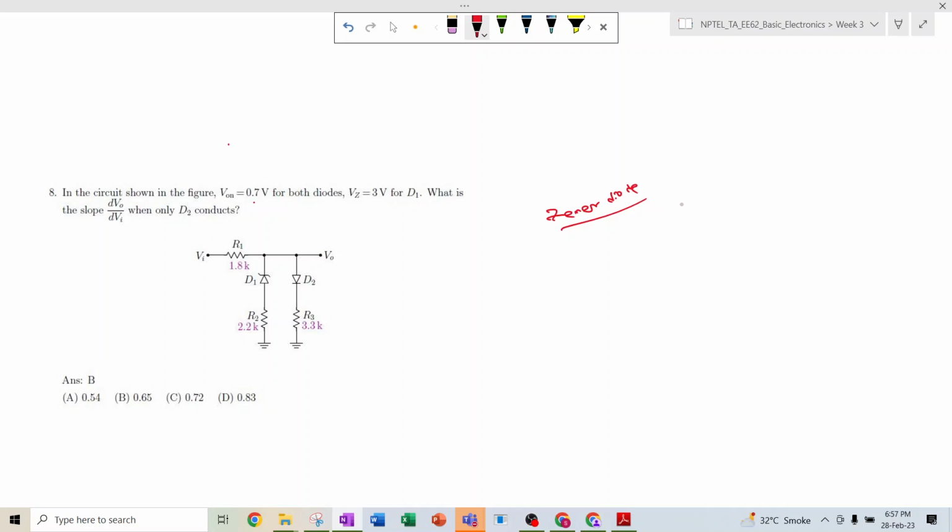So a Zener diode operates like a normal diode, but it has an extra operational condition: when the Zener is in the breakdown region, it gives a constant voltage. So it can act as a regulator also.